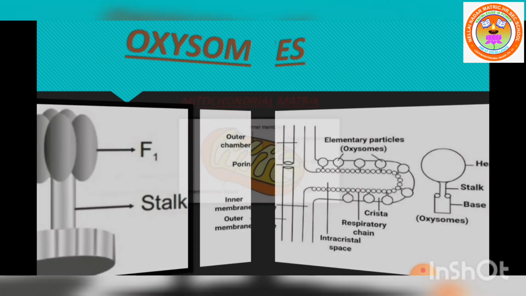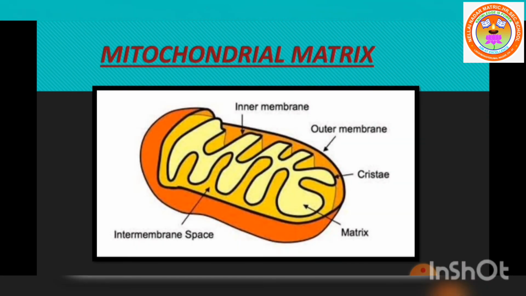Next to oxysomes, we can see the mitochondrial matrix. The mitochondrial matrix is a complex mixture of proteins and lipids. The matrix contains enzymes for the Krebs cycle, mitochondrial ribosomes, tRNAs and mitochondrial DNA. Whatever is required for the oxidation of food material, that is respiration, is present in the mitochondria.